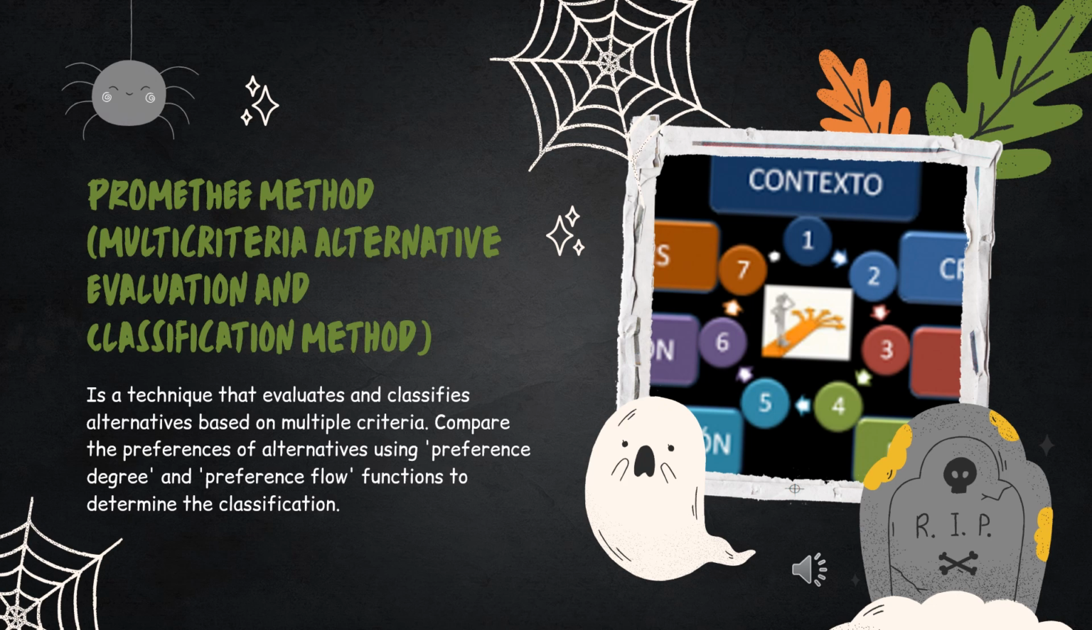Definition: the Promethee method is a technique that evaluates and classifies alternatives based on multiple criteria. Compare the preferences of alternatives using preference degree and preference flow functions to determine the classification.